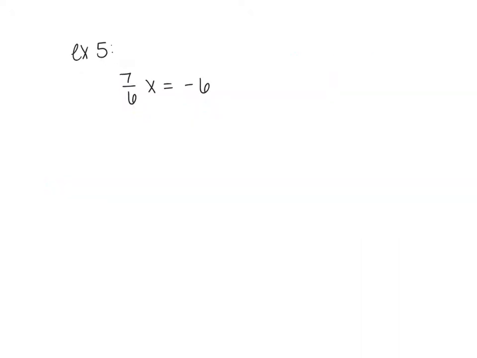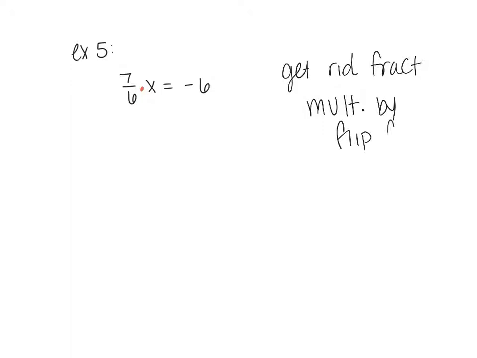Okay, next one. 7/6, if you don't see an operation, it's multiplication. 7/6 times x equals -6. Anytime you are getting rid of a fraction, you are going to multiply by the reciprocal, which means multiply by it flipped upside down. So I have 7/6. Well, to multiply by the reciprocal, multiply by flipped upside down, 6/7. Have to do it to both sides. So on the left, those are going to cancel.